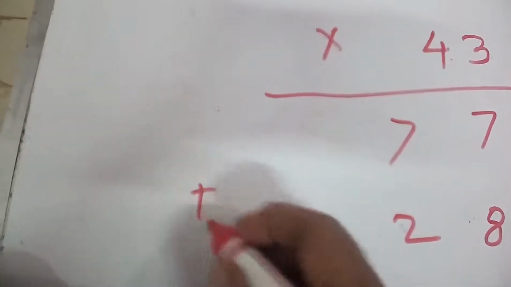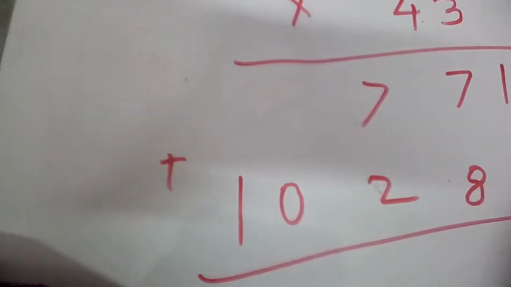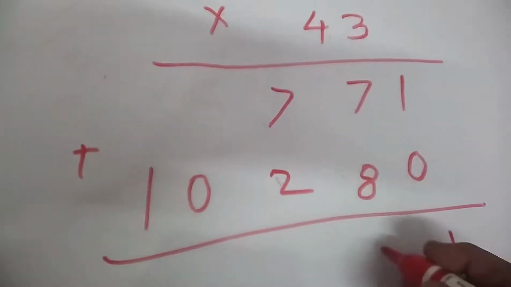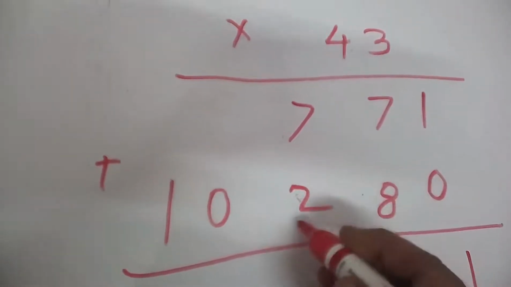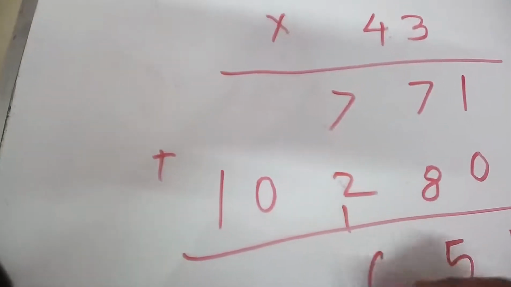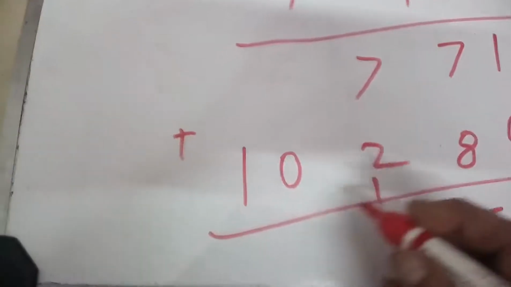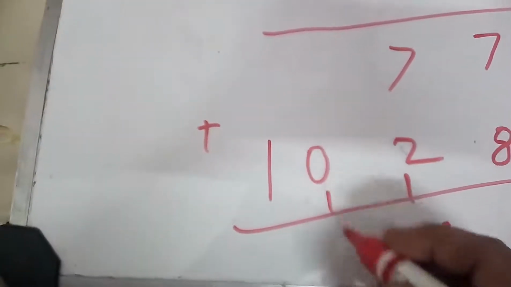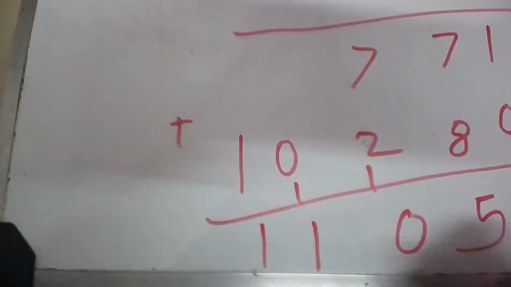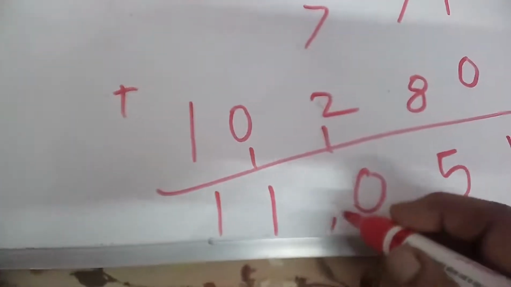And I will add these two numbers. This one as it is, 715. So carry 1 here. 7 and 2, 9, and 1, 10. I will write 0 here. Carry 1. 1 as it is, and your answer is 11,051.